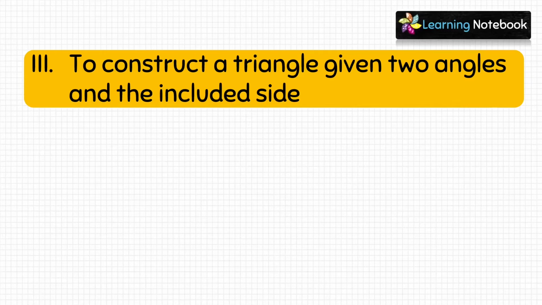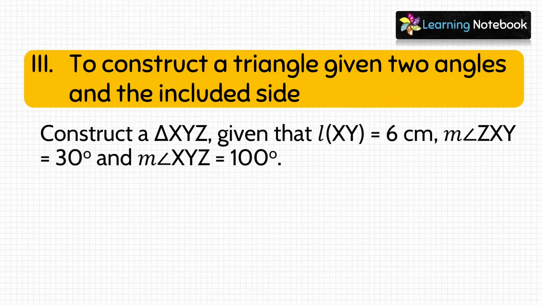Now the third construction is to construct a triangle given two angles and the included side. So the question is, construct a triangle XYZ given that XY equals to 6 centimeter, angle ZXY equals to 30 degree and angle XYZ equals to 100 degree.